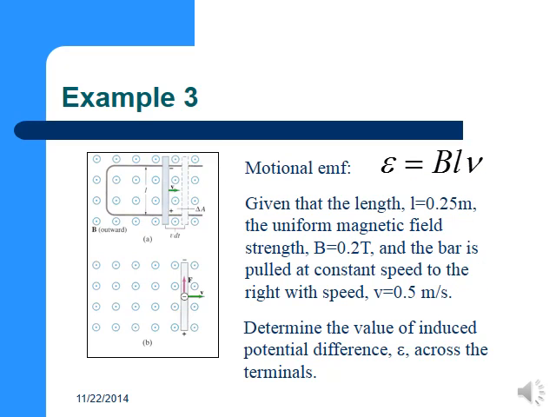Okay, so now we're going to go through the example. So given that the length here is 0.25 meters, and that we have a uniform magnetic field out of the page, strength is 0.2 Tesla, and that this bar is pulled at a constant speed to the right of half a meter per second. Determine what the value of the induced potential difference or induced EMF across the terminals will be.